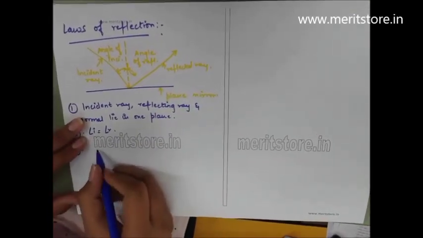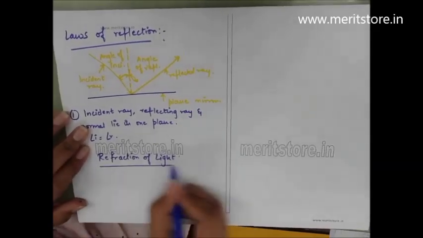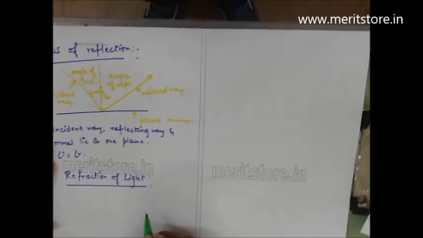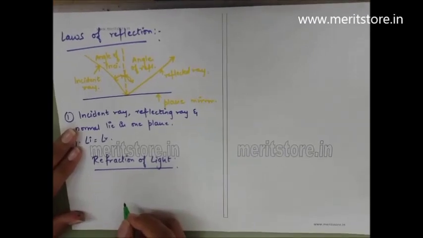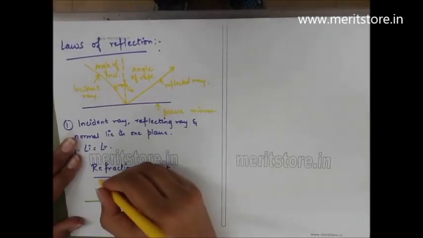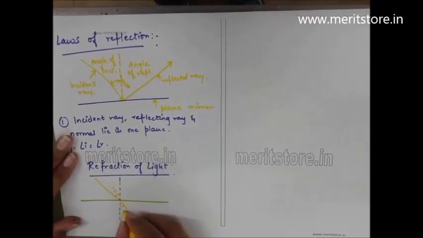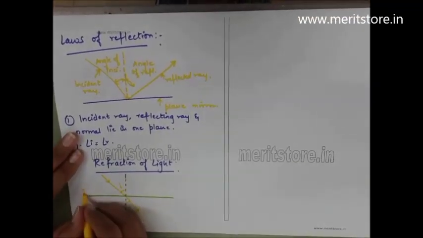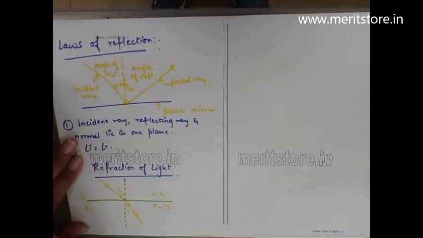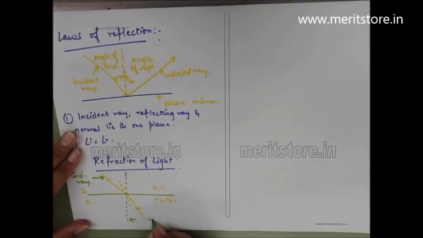Now let's go on to the diffraction of light. Diffraction is the phenomenon by virtue of which a wave going from one medium to another medium undergoes a change in velocity. Consider the following diagram. Now, this is the incident ray and this is the refracted ray.